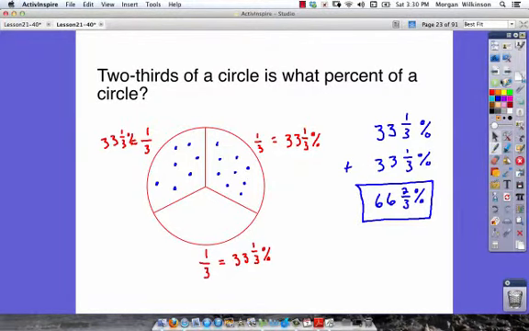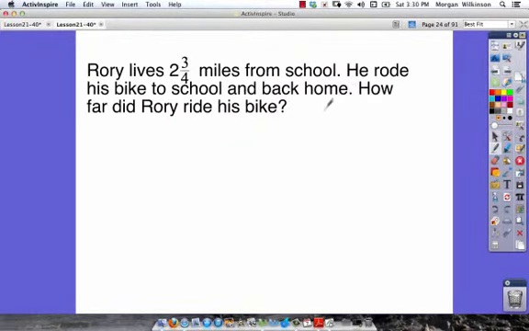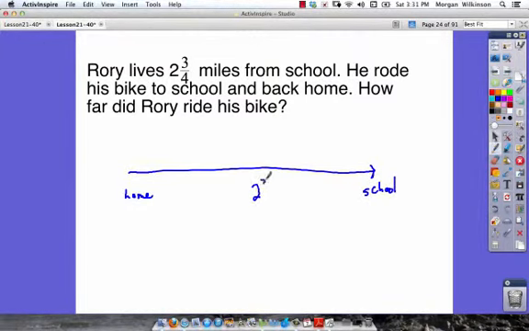Let's move on to our next example. Rory lives 2 3/4 miles from school. He rode his bike to school and back home. How far did Rory ride his bike? So Rory rode his bike from his home to school. We'll call this home on the left, where we started, and school on the right. So he rode his bike there. It was 2 3/4 miles.